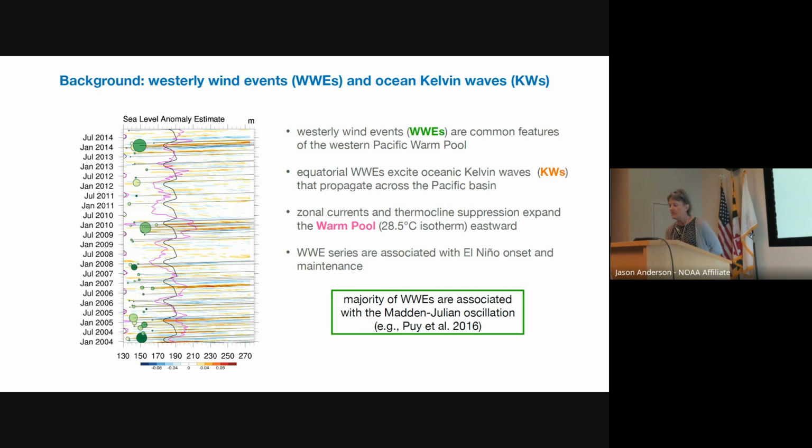Before I go farther, previous work, including some done by our group but also others shown here, has indicated that the majority of westerly wind events that are strong enough to excite an ocean Kelvin wave are associated with the Madden Julian oscillation. Some are also associated with convectively coupled equatorial Rossby waves in the atmosphere. So these westerly wind bursts tend to be associated with large-scale organized convective systems.